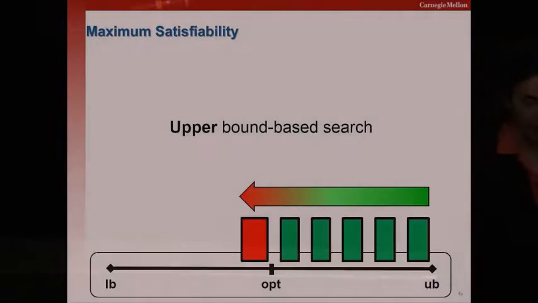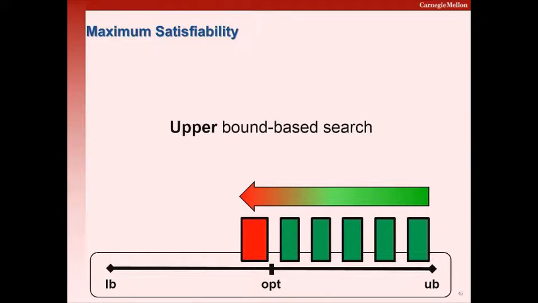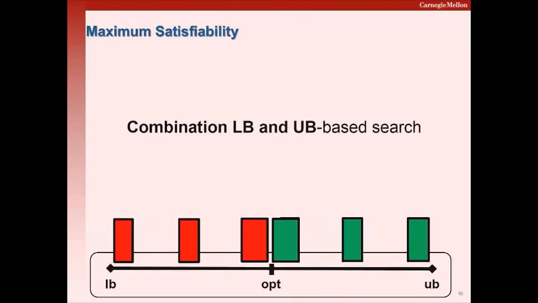So dually, we have an upper bound driven search. We start very pessimistic. We can't satisfy anything, so we have a very high cost value. We find a solution and we strengthen the formula. Eventually, we build this sequence of strengthenings, and eventually we'll find an optimal solution. And you can look at different combinations of that.